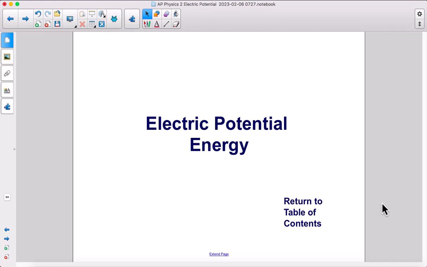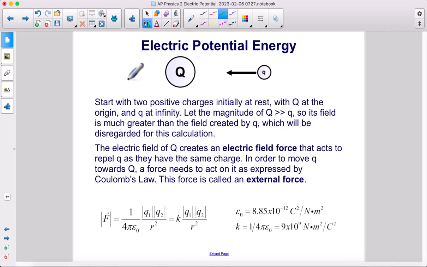Electric potential energy. Let's start with two positive charges initially at rest, with big Q at the origin and little q at infinity. Let the magnitude of Q, big Q, be much, much larger than the magnitude of little q. So the field surrounding big Q is going to be much stronger than the field created by little q, which will be disregarded for this calculation.